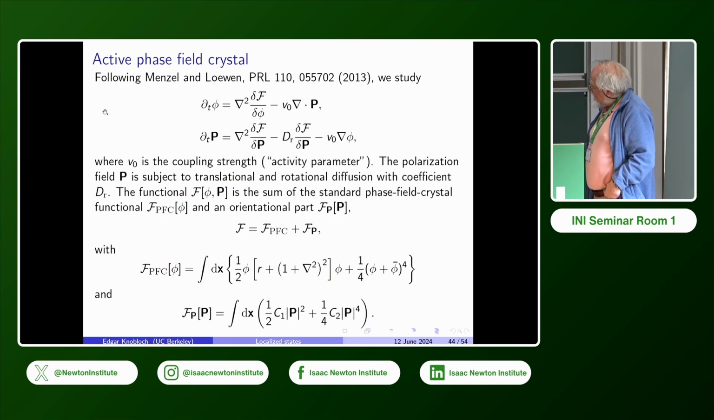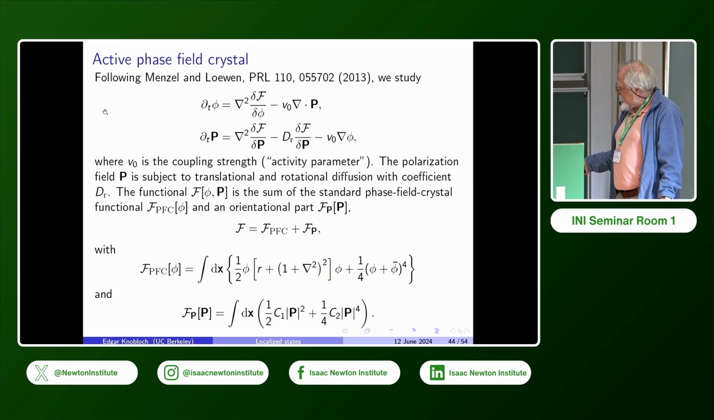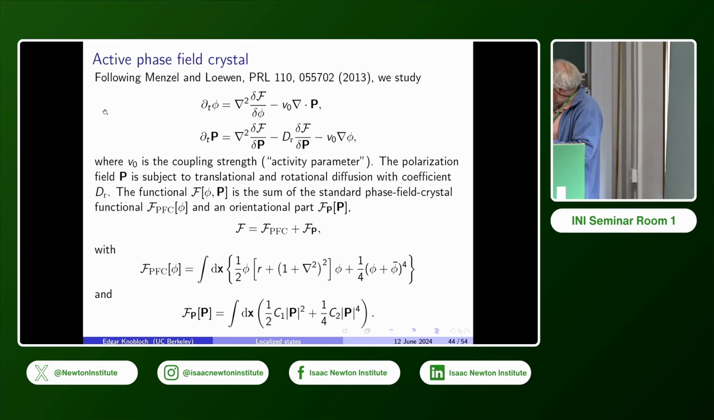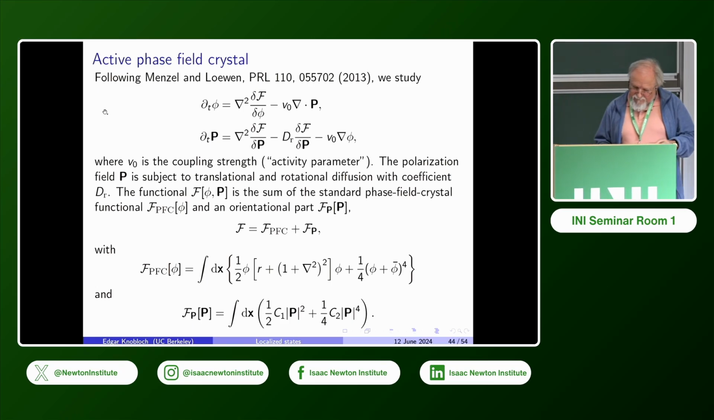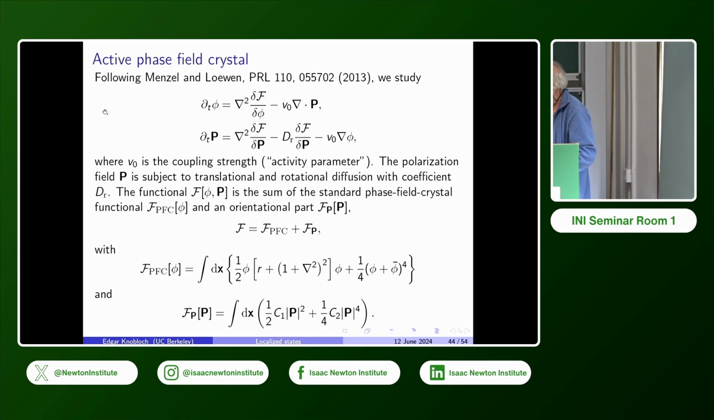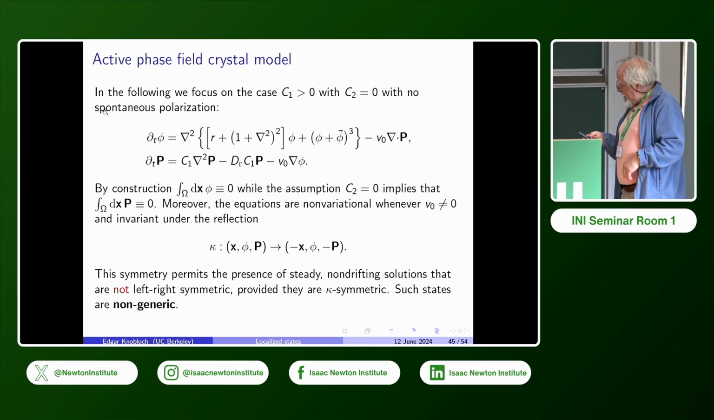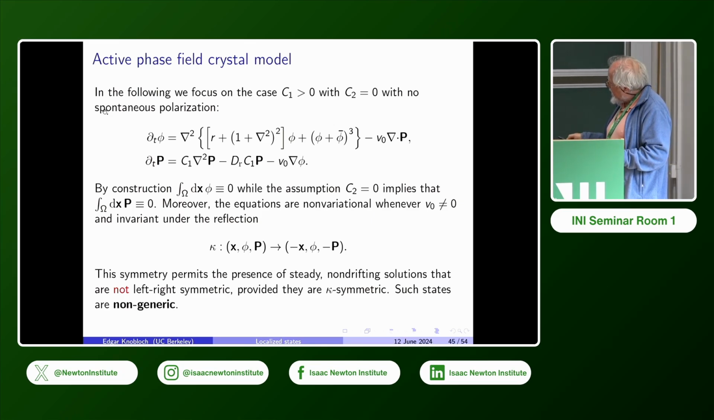The free energy of the system is going to be taken to be the phase field crystal, the conserved Swift-Hohenberg kind of free energy, and there's going to be a corresponding part from the polarization field. I've written those down here. In this kind of model, you can get spontaneous polarization if this coefficient C2 is non-zero. So in order to avoid that and look at the effect of the coupling to the polarization field, I'm mostly going to put the C2 coefficient equal to 0. When you do that, you generate the following equations.